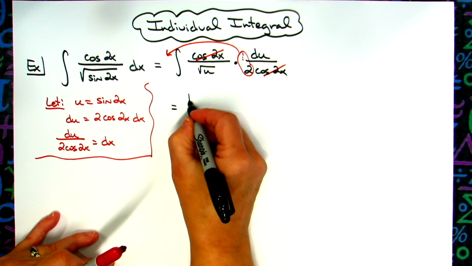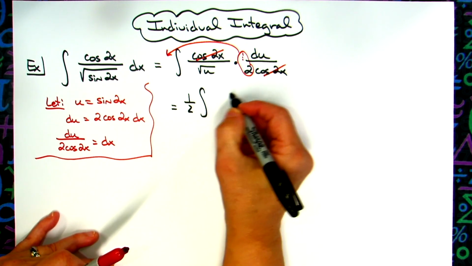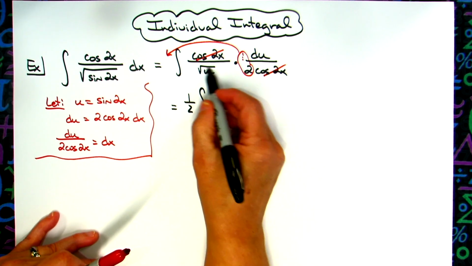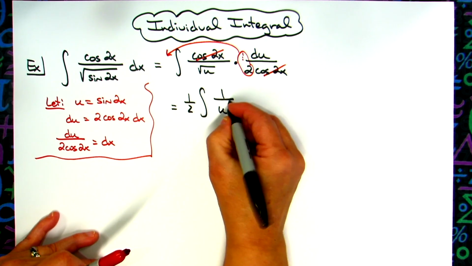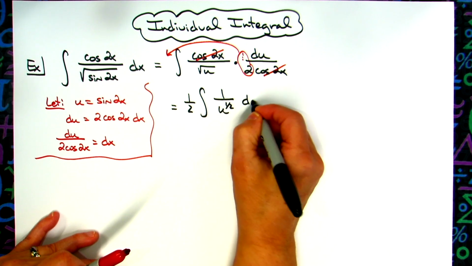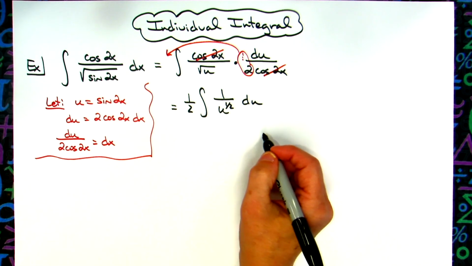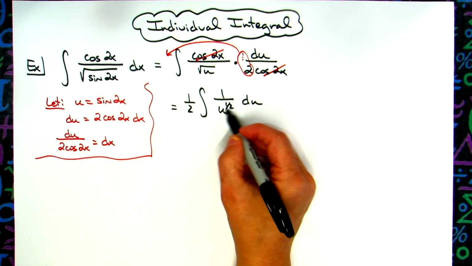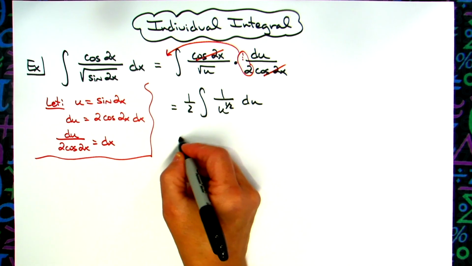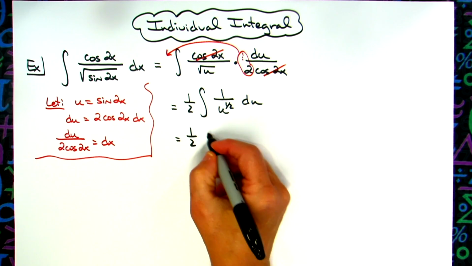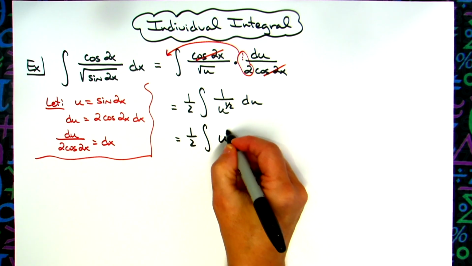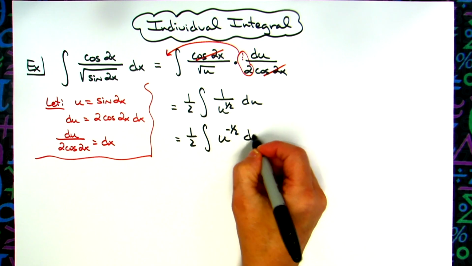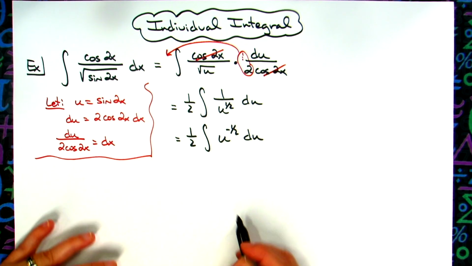So then I'm going to have a 1/2. The integral will have a 1 over, and I'm going to go ahead and write this as u to the 1/2 power, and then du. We're now all in terms of u, so now we can start manipulating this. To be able to integrate this, I need this to be u to the negative 1/2. So then I'm going to have a 1/2, the integral of u to the negative 1/2 du. This now is going to let us integrate.